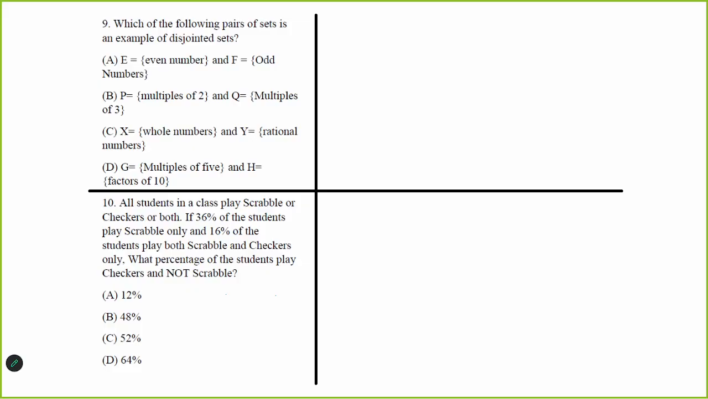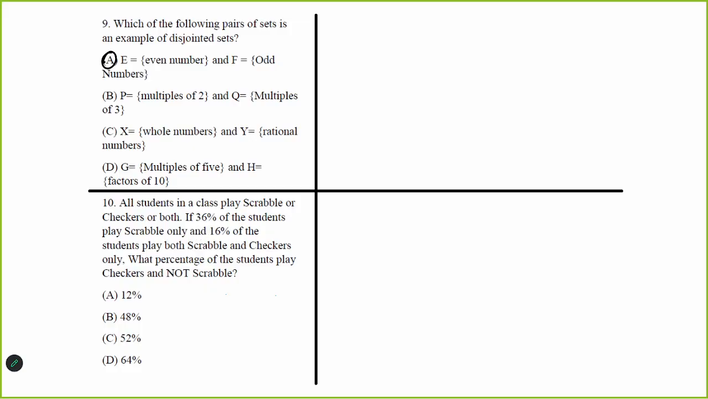Alright. Right. So number 9, which of the following sets is an example of a disjoint set? Means they have nothing in common. It would be A, which is a repeated question. Number 10, all students in the class play Scrabble or checkers or both. If 36 of the students play Scrabble, we did this already. 36 played Scrabble, only 16 played.